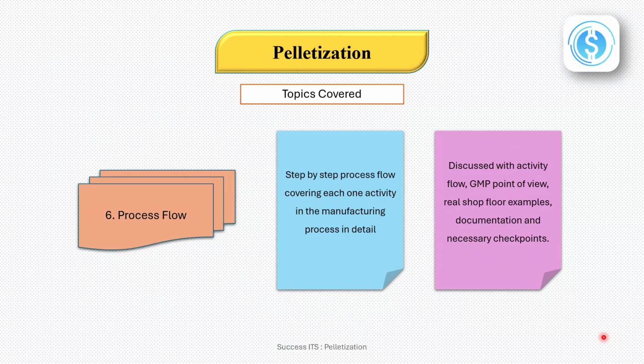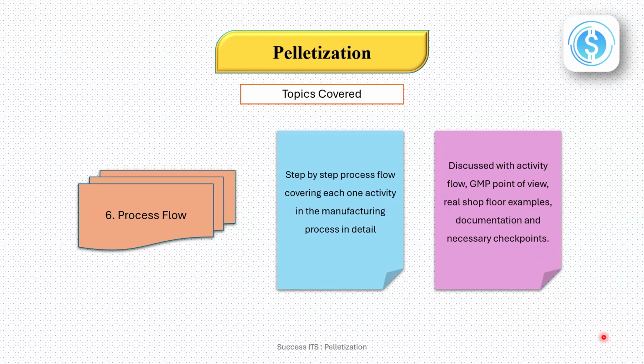We will go through each stage in step-by-step sequence, explaining the activity performed, its purpose, the equipment used, and the expected output. This will help you understand not only what is done at each stage, but also why it is necessary. Along with the manufacturing activities, we will discuss the GMP requirements that must be followed at every step. This includes maintaining cleanliness, preventing contamination and mix-up, following approved procedures, and ensuring proper documentation throughout the manufacturing process.